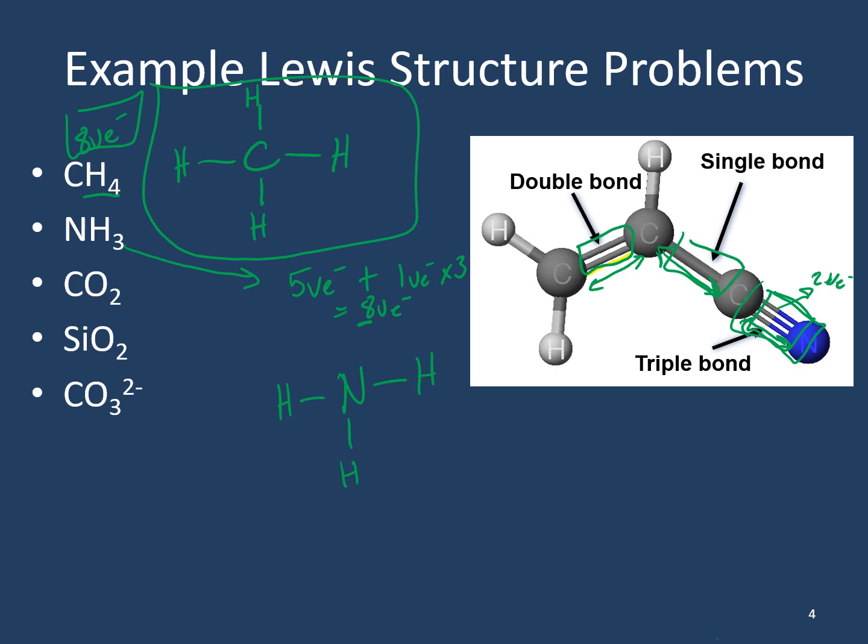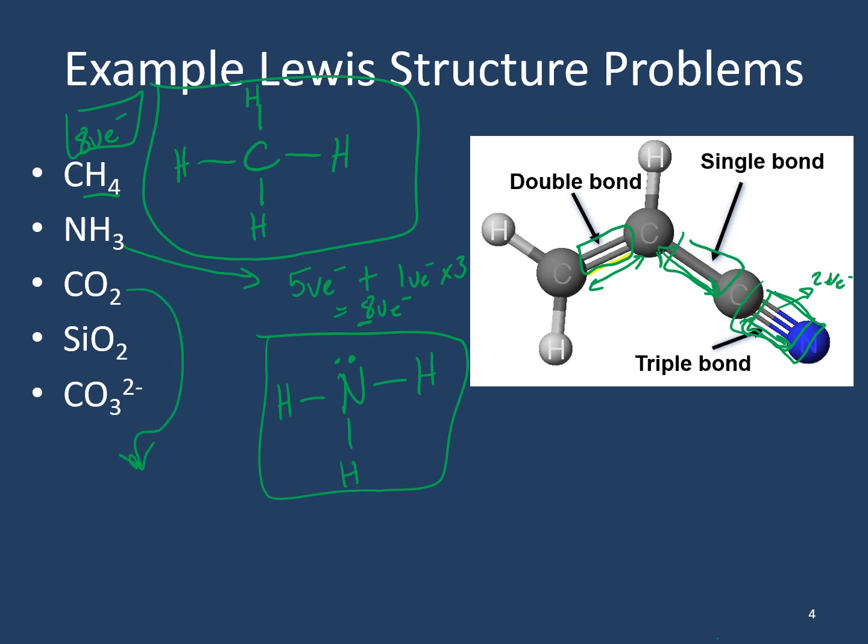So we move on to the next thing. Nitrogen does need to have 8 valence electrons, and currently it only has 6 around it. So the next step is any remaining electrons we throw onto the central atom as a lone pair. Here's my lone pair. Now everything's good, and this is the correct Lewis structure for NH3.